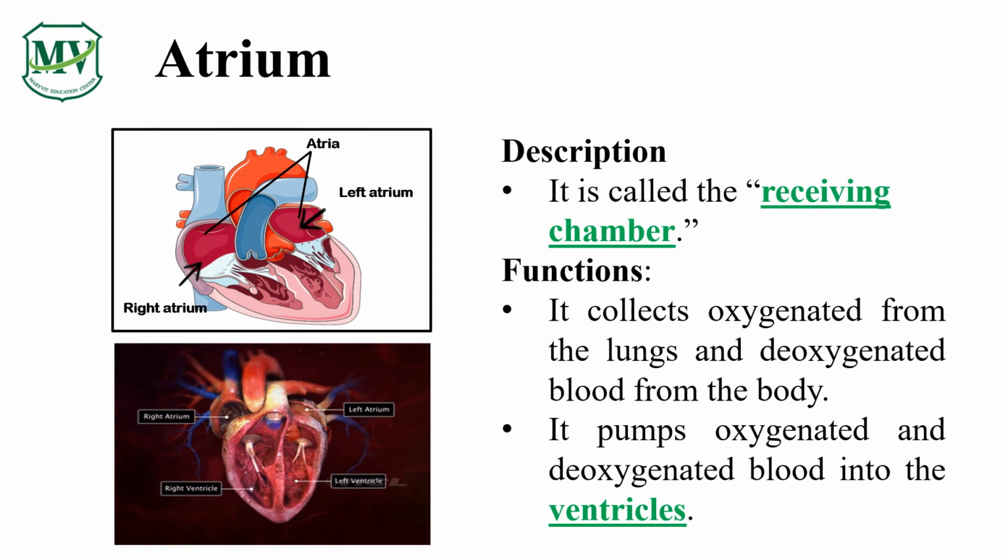What is really an atrium? Exactly. The atrium is called the receiving chamber, as it collects oxygenated blood from the lungs and deoxygenated blood from the body. Other than that, it also pumps oxygenated and deoxygenated blood into the ventricles. But wait, what are ventricles? Let's find out.